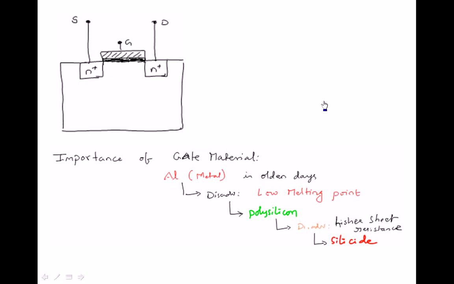Next, why is aluminum not used? In olden days, only SSI technology was available. That is small scale integration, where you get only 10 to hundreds of transistors on a chip. By that time, the processing fabrication technology was also very large, and the temperature was small. And aluminum has a disadvantage: low melting point. Low melting point means it cannot withstand higher temperatures.